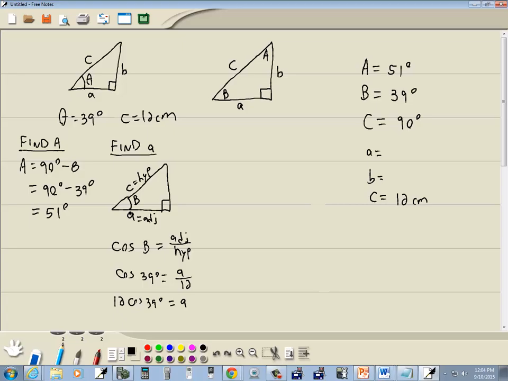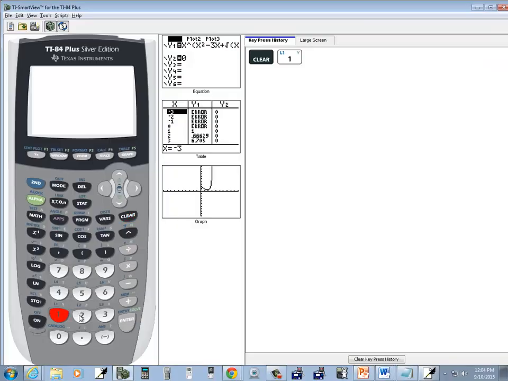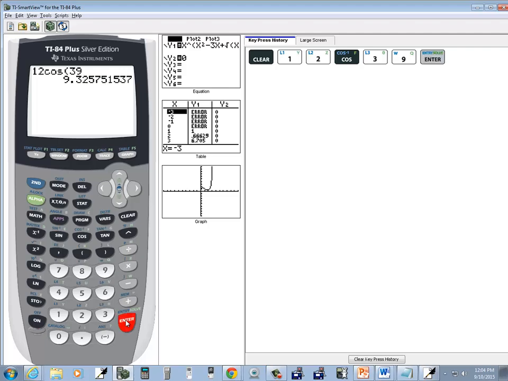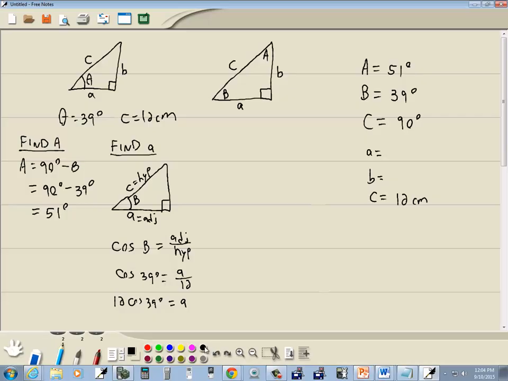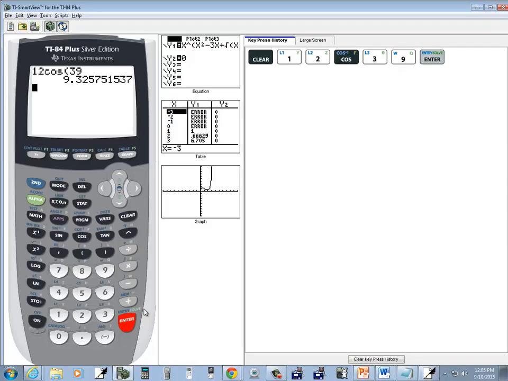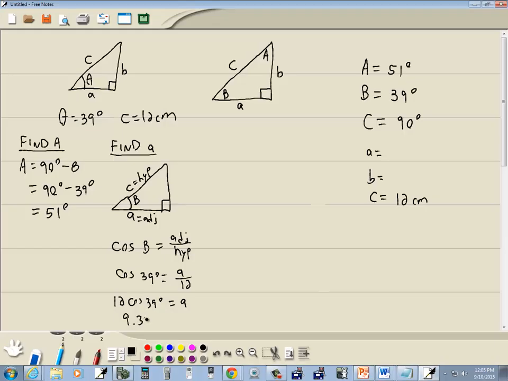Okay, so we want to do 12 cosine of 39. It'll assume degrees for 39. And I'll take it to 3 decimal places. So we've got 9.326. We have to round up. And that's a. Okay, so this will be 9.326 centimeters.